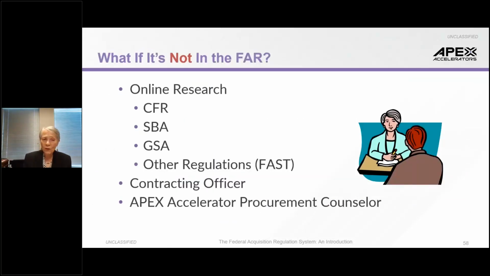What if it's not in the FAR? Well, you can do some more online research. Look in the Code of Federal Regulations. If someone gives you a quote or a reference and you can't find it in the FAR or the Code of Federal Regulations, you might be able to find it on the SBA website or the GSA website or in some other regulations like FAA's FAST. You can ask the contracting officer, and you can also ask an Apex Accelerator procurement counselor.